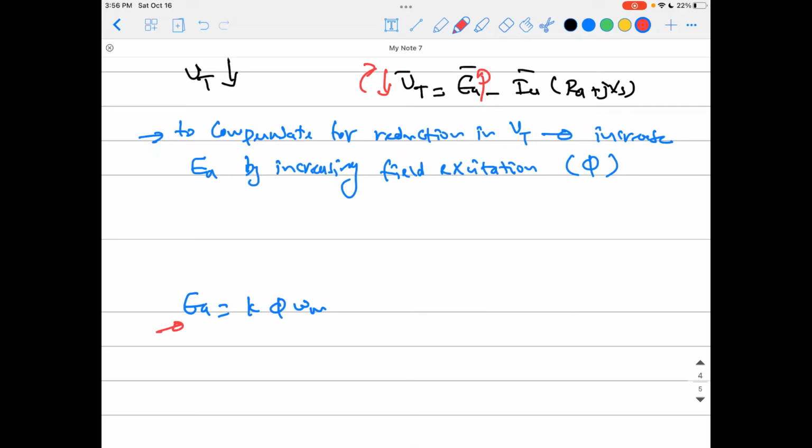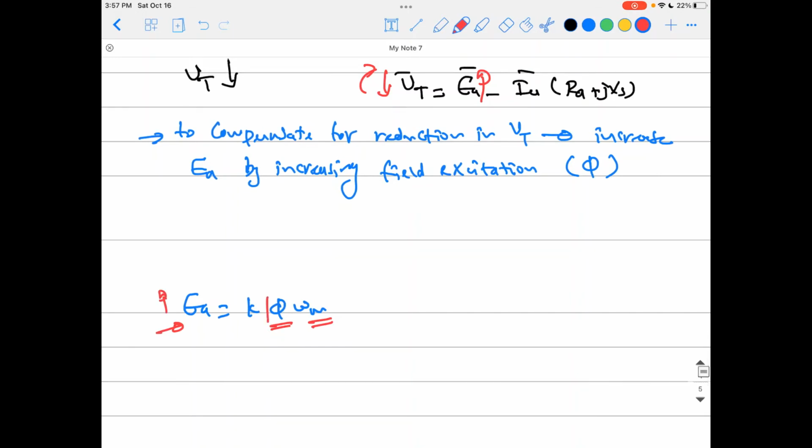Okay, you can increase it by increasing the magnetic field or increasing the speed. We don't want to play with the speed, and we'll just say why in a minute. So we need to increase E_A, so we increase phi, increase the magnetic field, by increasing the field excitation. We just push more voltage to the field winding, and this will increase the excitation.